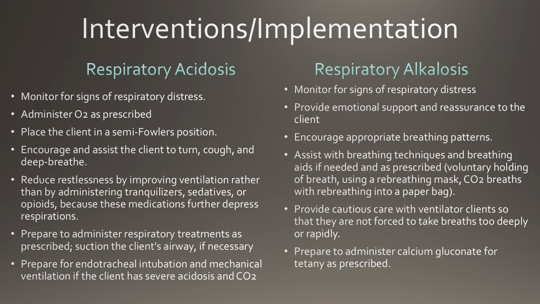Some interventions and implementation that we can do for a respiratory acidotic patient would be to monitor for signs and symptoms of respiratory distress. We are going to administer the O2 as it's prescribed. We are going to place the patient in a semi-Fowler's position. We are going to encourage and assist the client to turn, cough, and deep breathe, because that will get those fluids moving, and maybe some secretions will be moving to facilitate them either coughing, or that fluid moving will facilitate the gas exchange of O2 and CO2.